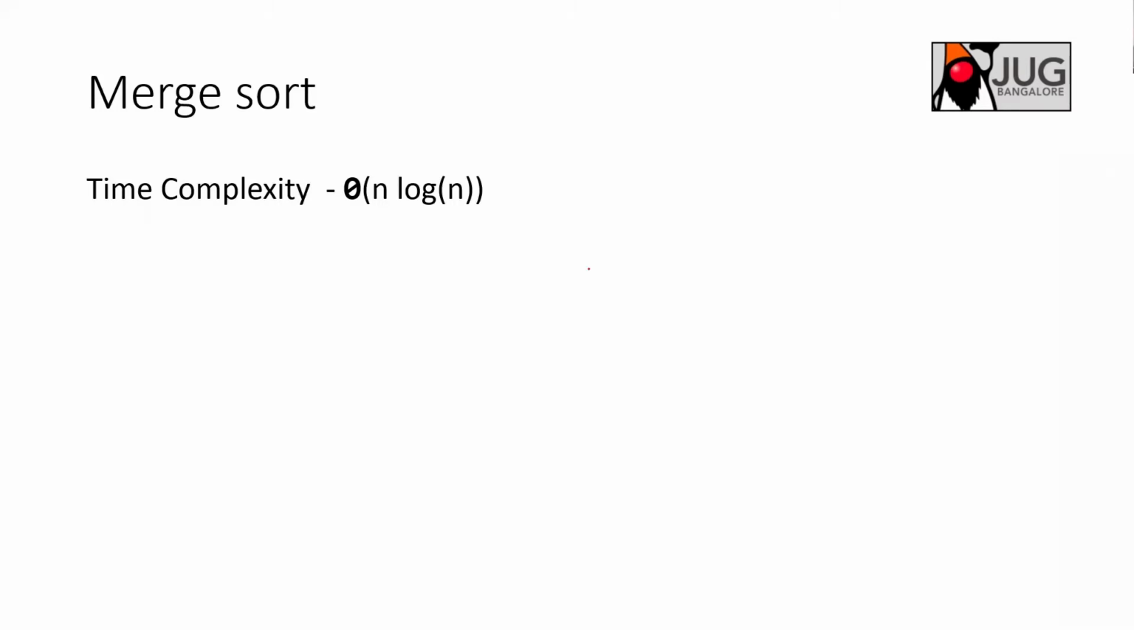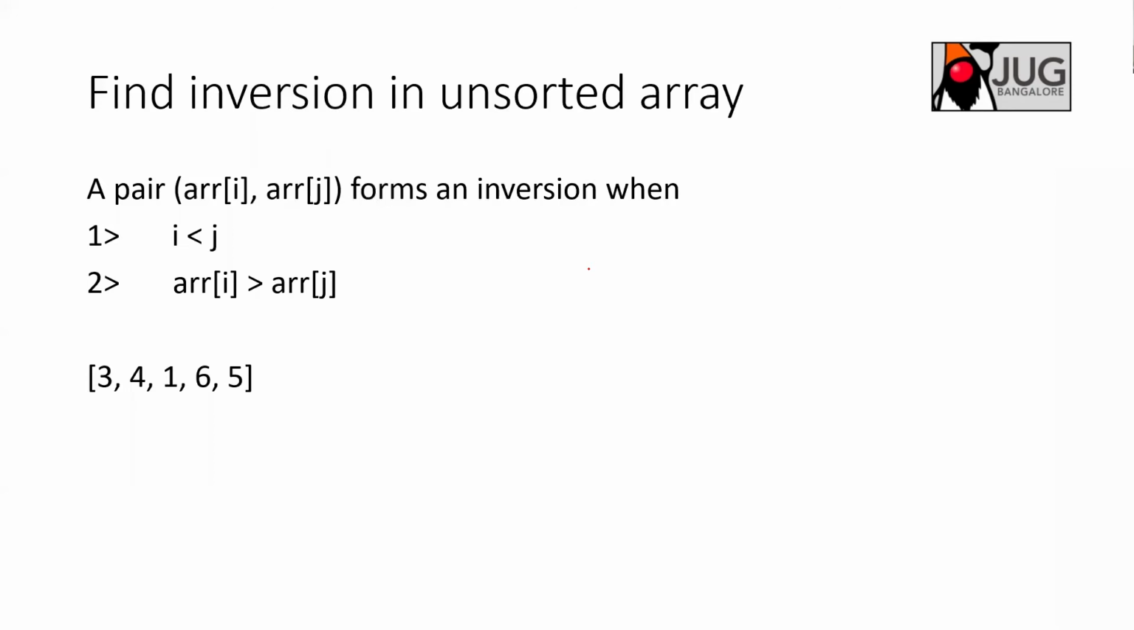I'll go ahead with the next question, based on these algorithms. You've been asked questions like: how will you find inversions in an unsorted array? So what is an inversion? For example, given a pair, array of i and array of j, with an array 3, 4, 1, 6, 5, an inversion here is where your left element is greater than the right element.